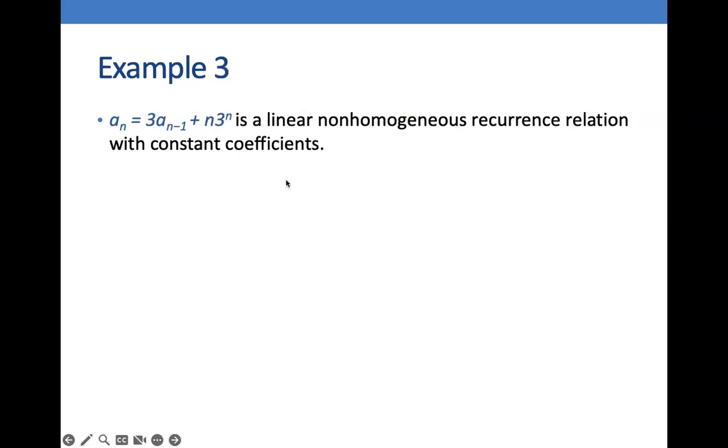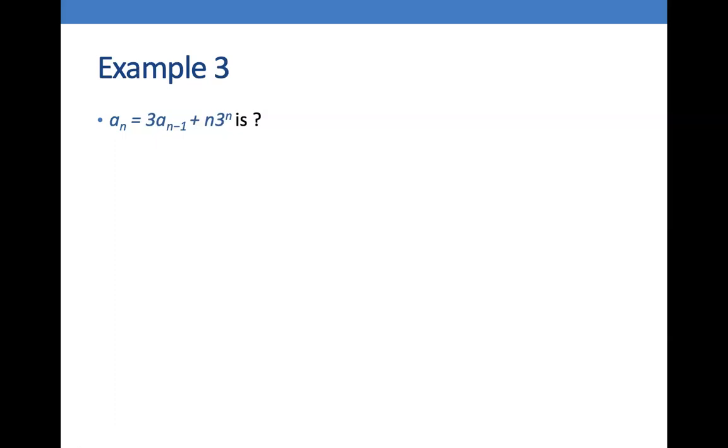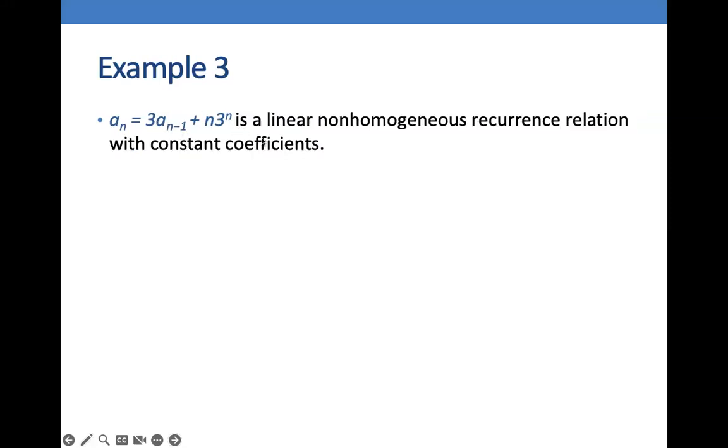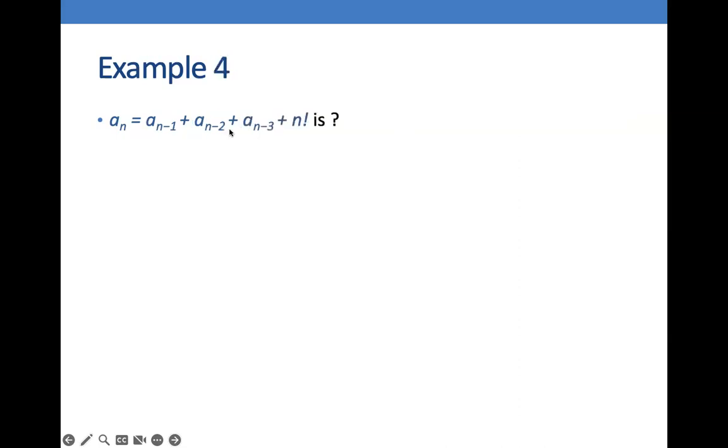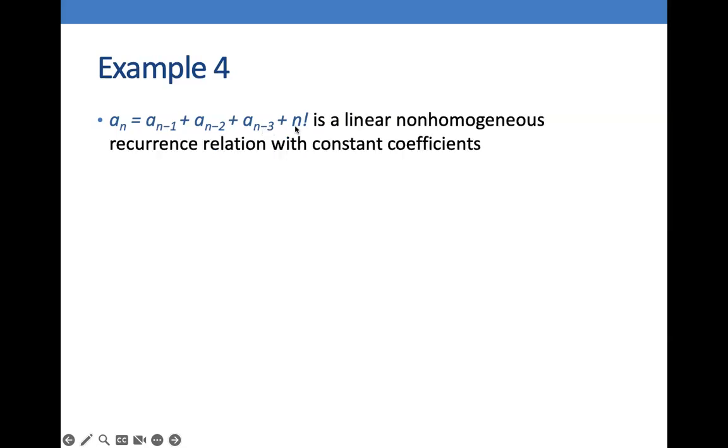Okay, what about this? We have a sub n is equal to 3 a sub n minus 1 plus n times 3 raised to n. So this is also a linear non-homogeneous RR with constant coefficients. So what is the f of n here? This is n times 3 raised to n. So what about this one? A sub n is equal to a sub n minus 1 plus a sub n minus 2 plus a sub n minus 3 plus n factorial. So what is the f of n? That is the n factorial.